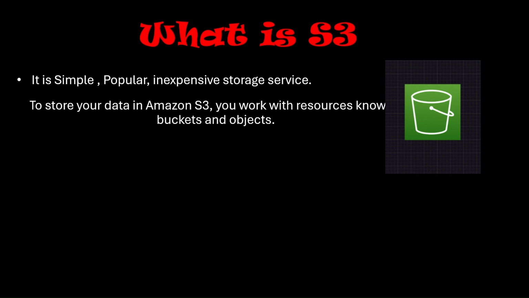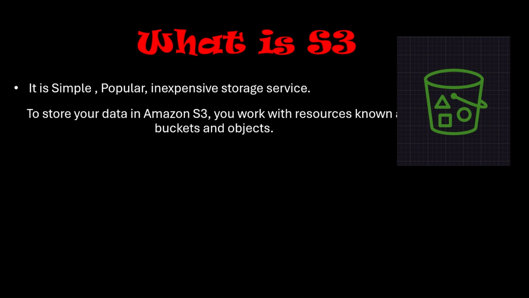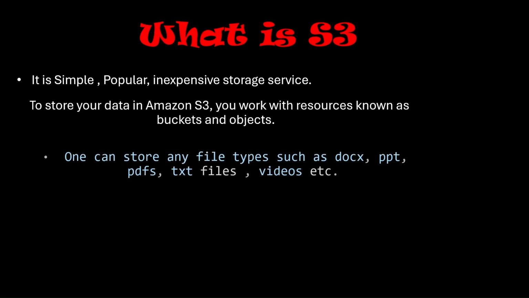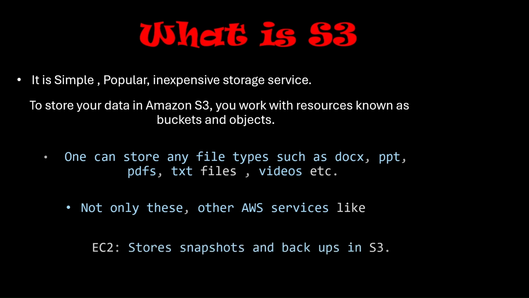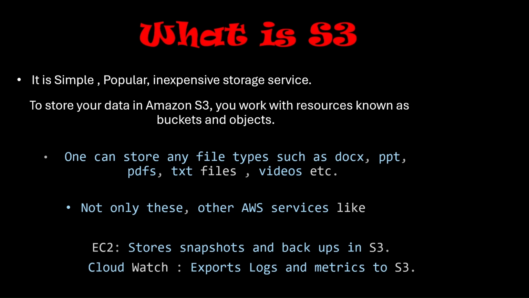So to store an object in S3, you create a bucket and then upload the object to a bucket. When the object is in the bucket, you can open it, download it and move it. One can store any file types such as documents, PPTs, PDFs, text files, videos and much more in S3. Not only these, other AWS services will also use S3. Like EC2 stores snapshots and backups in S3, CloudWatch exports logs and metrics to S3, and Lambda outputs data logs to S3. Not only these 3, services like RDS, CloudTrail, Glue, Kinesis, EMR, Redshift, Athena, Data Pipeline, all these services use S3 for their data storage.